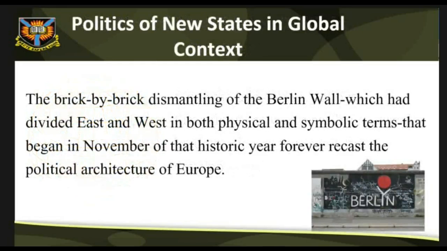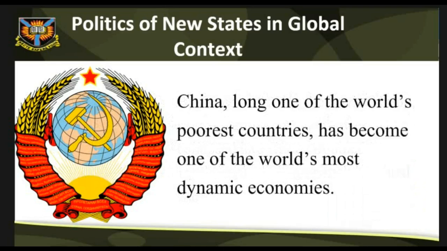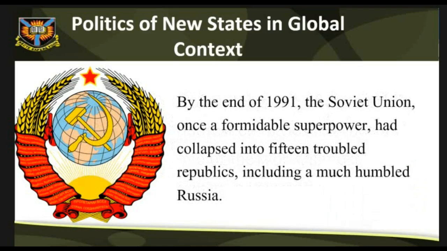The brick-by-brick dismantling of the Berlin Wall, which had divided East and West in both physical and symbolic terms, began in November of that historic year and forever recast the political architecture of Europe. By the end of 1991, the Soviet Union, once a formidable superpower, had collapsed into 15 troubled republics, including a much humbled Russia. Recent years have also witnessed a seeming flood of history-making events in the developing or Third World nations of Asia, Africa, and Latin America.